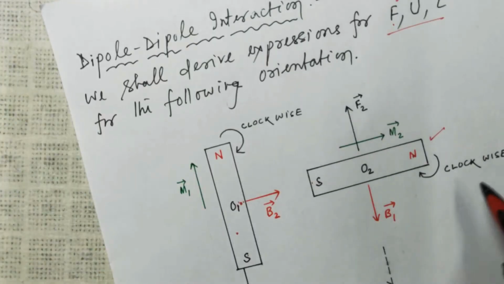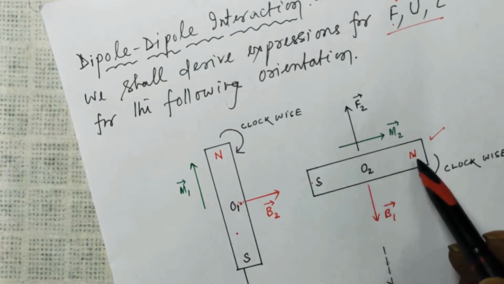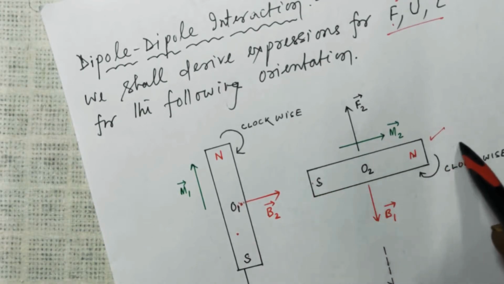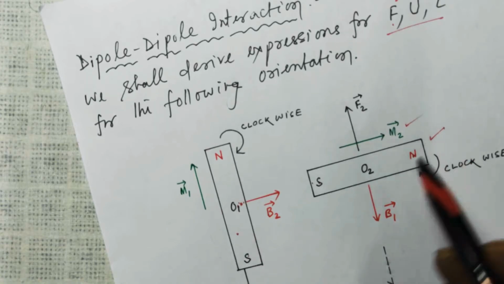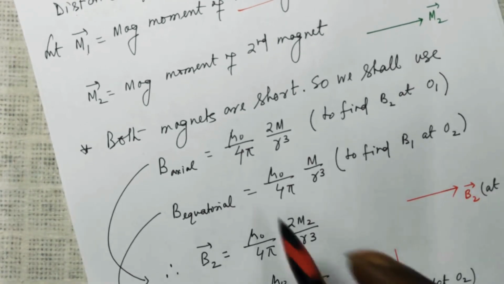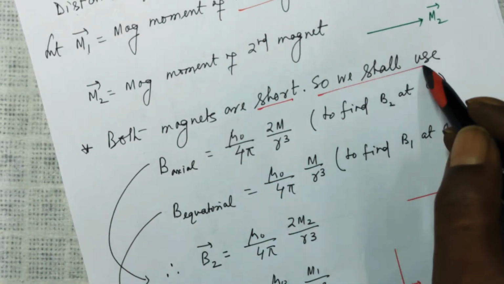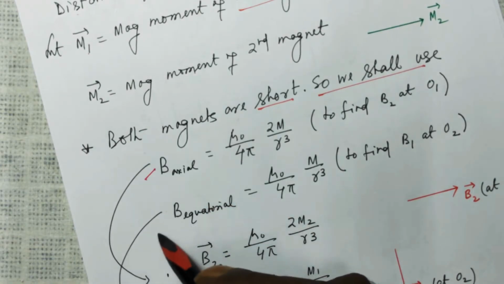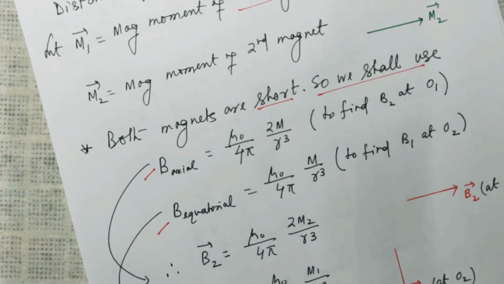And here in the diagram, this is the south pole, this is the north pole, so its magnetic moment will be directed from south to north, that is to this side, shown as M2. Now both magnets are short, so we shall use these two expressions, which we had derived in the previous lesson.